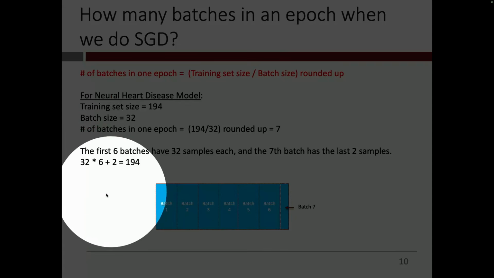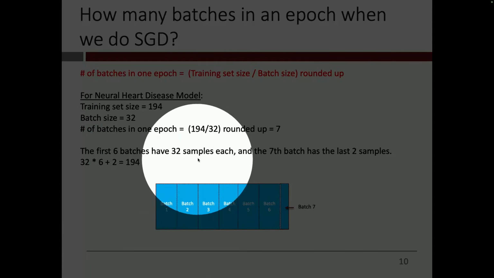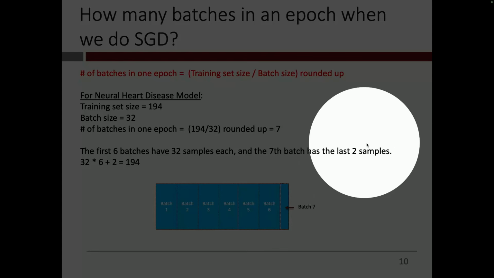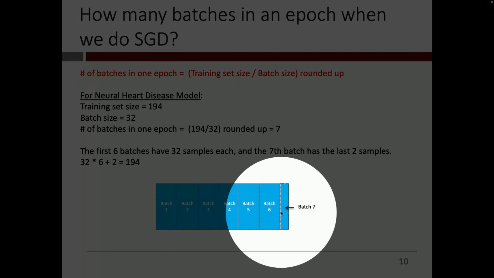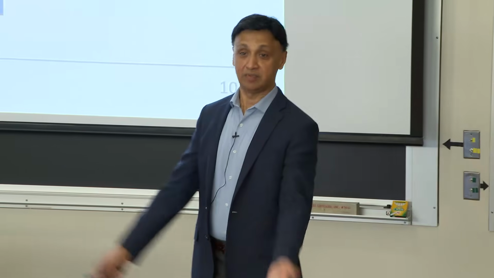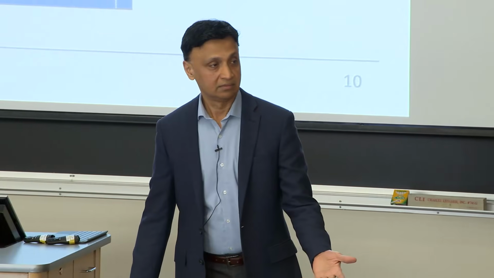And so what that means is that the first 6 batches will have 32 samples each, and then the final batch has only 2 samples left, and that's okay. It can be a nice little small batch at the end. There's nothing that says that every batch has to be the same size. That's it. Epochs, batches.